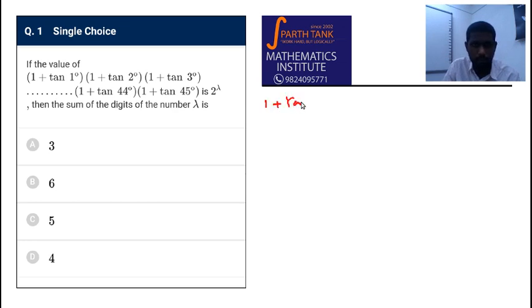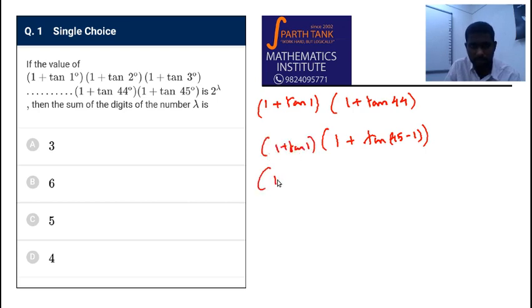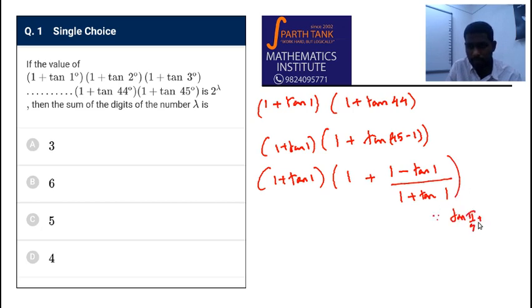Take the first one, 1 plus tan 1, and 1 plus tan 44. What is the advantage? Write tan 44 as tan of (45 minus 1), all in degrees. So this becomes 1 plus tan 1, and we know tan 45 minus 1 is nothing but (1 minus tan 1) by (1 plus tan 1), because tan of (pi by 4 plus or minus theta) is (1 plus or minus tan theta) by (1 minus or plus tan theta). We are using this identity.